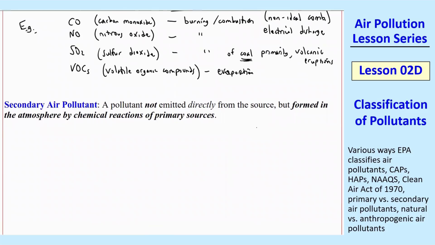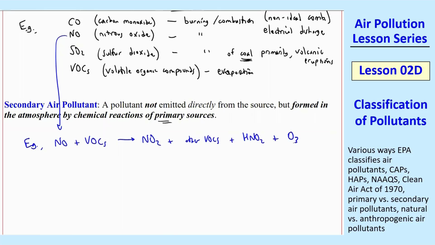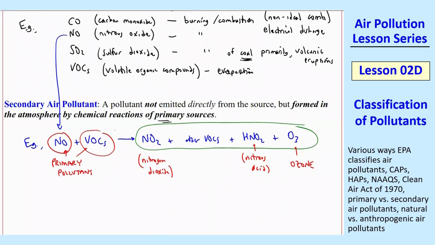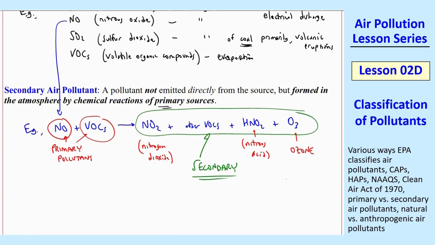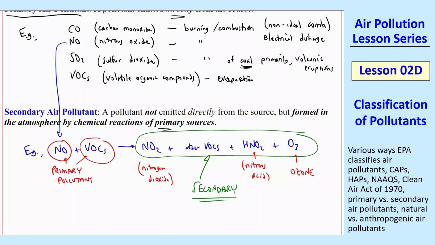A secondary air pollutant is a pollutant that is not emitted directly from the source, but formed in the atmosphere by chemical reactions of primary sources. This can be a multiple step process. For example, NO, nitrous oxide, will combine in the atmosphere with some VOCs and form NO2 plus some other VOCs plus HNO2 plus O3. Let me label some of these things. We're talking about nitrogen dioxide on the right, and nitrous acid and ozone. On the left we have our primary pollutants, but they interact with each other and form all these other chemicals. So these are all secondary pollutants, whereas the NO and the VOCs in this case are primary pollutants. Now that doesn't mean that all these three chemicals plus other VOCs cannot also by themselves be primary air pollutants. It's just that in this particular chemical reaction, they are secondary air pollutants.